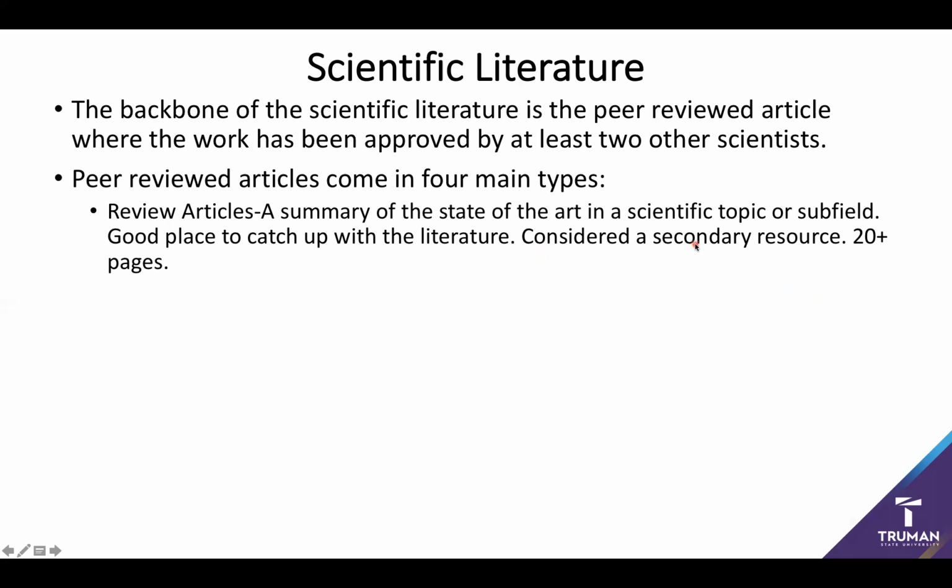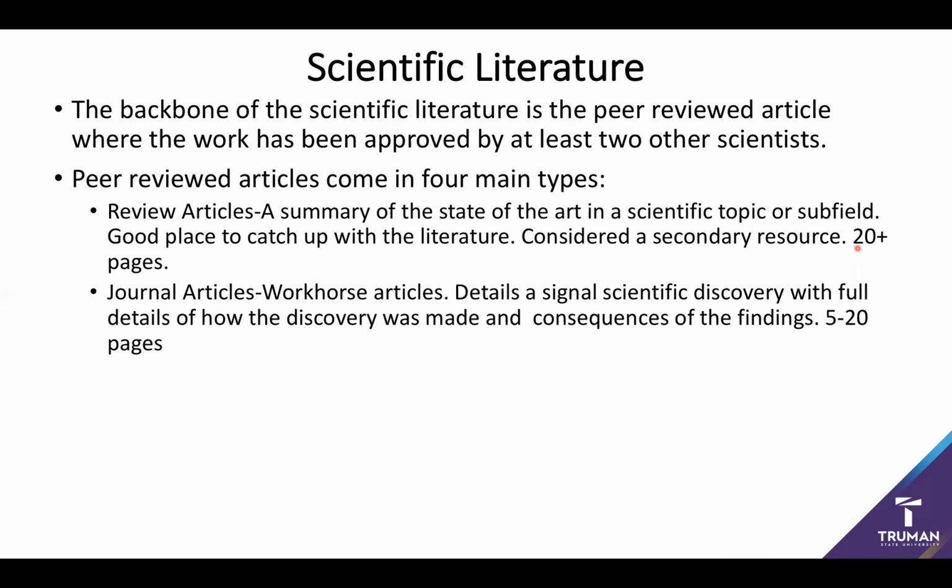Now, one of the other things worth noting about review articles is they typically are fairly big. Pretty much review articles start at about 20 pages. I have seen several review articles that go over 100 pages. These things can be quite significant depending on the topic being looked at. Now, if we go into the primary literature, or papers that are doing direct research, the workhorse of these is going to be the scientific journal article.